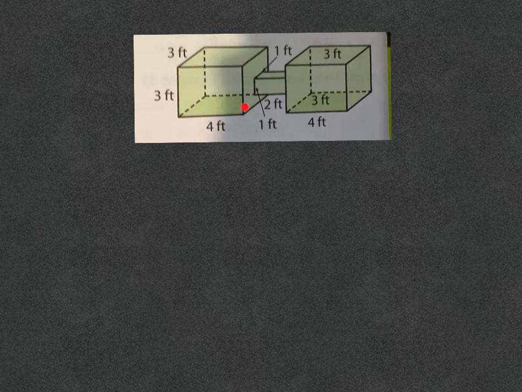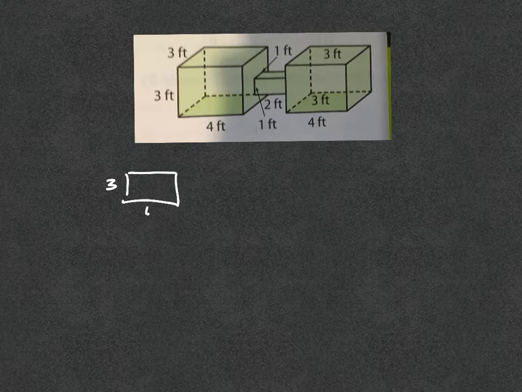We can just separate these and do the volume of this rectangular prism and the volume of this rectangular prism. It looks like these dimensions, this 4 foot and that 4 foot, this 3 foot and that 3 foot, are all the same. So we really just have two of these. If I find the volume of this rectangular prism, I'll just multiply it by 2. And then I just need the volume of that rectangular prism to add to it. So now that I have my plan, let me go ahead and get my dimensions.